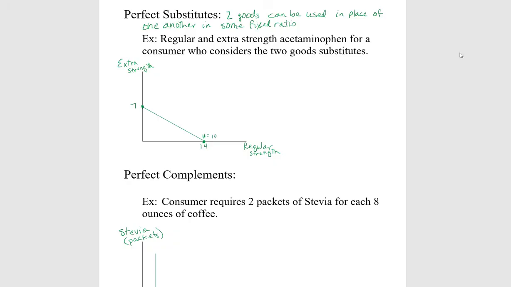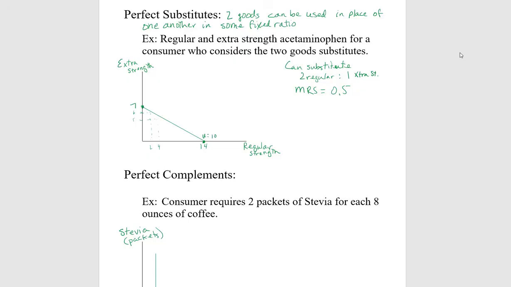We can see there's a fixed trade-off between extra strength and regular. If they gave up 1 extra strength, they would consume 2 regular. If they gave up 1 more, they would consume 2 more regular strength Tylenol to stay at the same amount of Tylenol. So here we would say they can substitute 2 regular for 1 extra strength. That means our marginal rate of substitution is 0.5. For every half unit of extra strength they give up, they would get 1 regular strength to stay equally happy. Our utility here is 10.